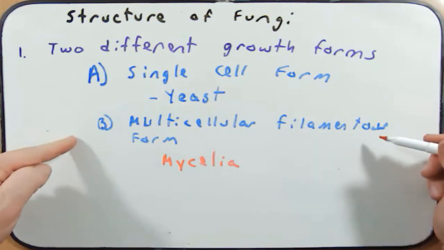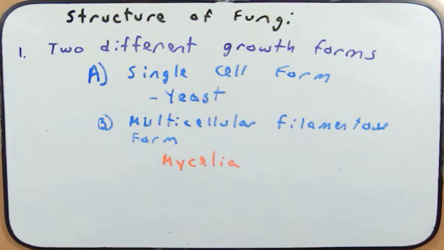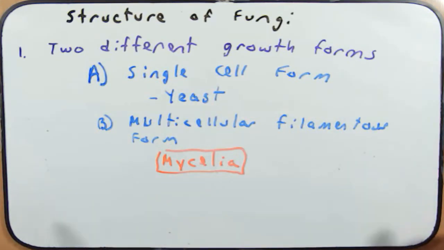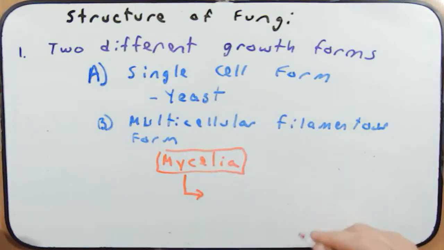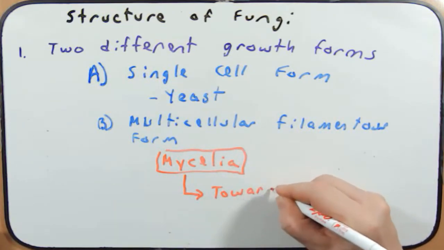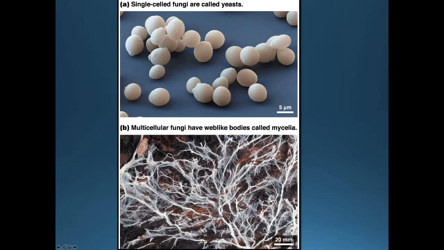When you see a picture of this multicellular filamentous form, you'll see very large filamentous structures. And these are what we refer to as the mycelia. I'm going to show you in just a moment pictures of these, but I'm also going to show you a video just showing you how these mycelia can grow towards food. So it's very important for these yeasts to use these mycelia to find food. All right, let's look at the video. As you can see in this picture here on top, we see the single-celled form of fungi.